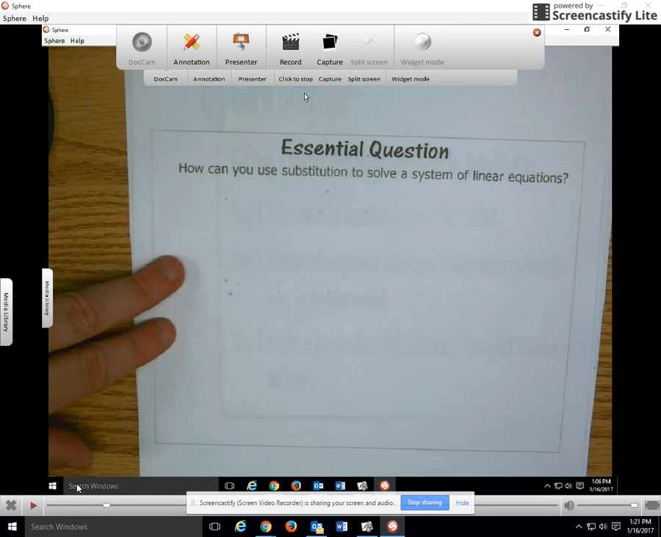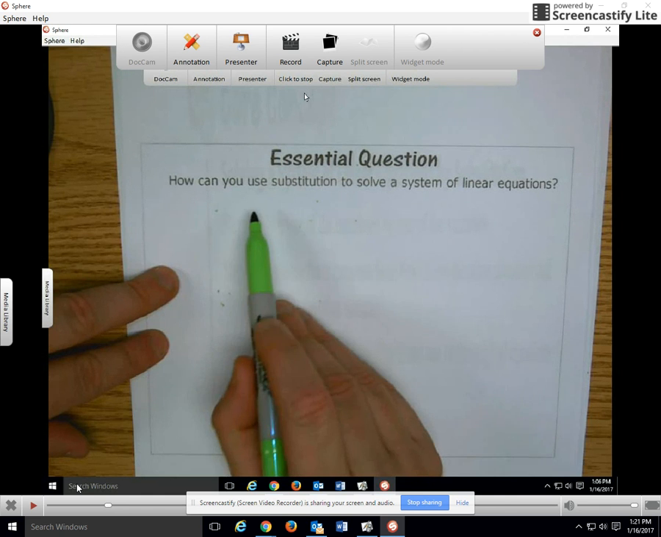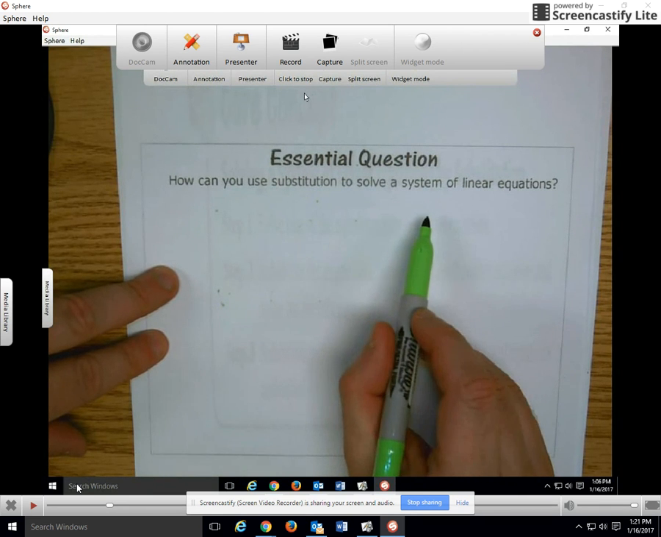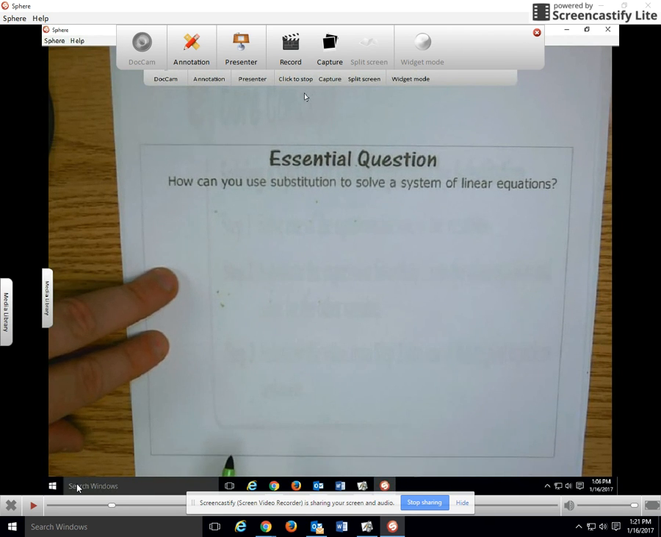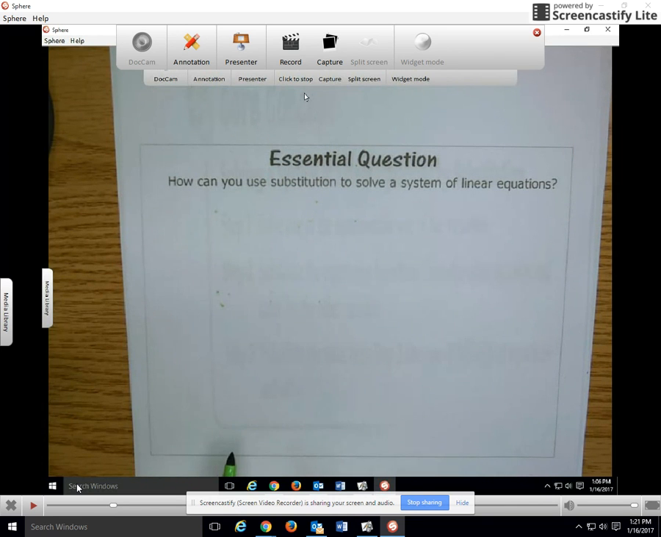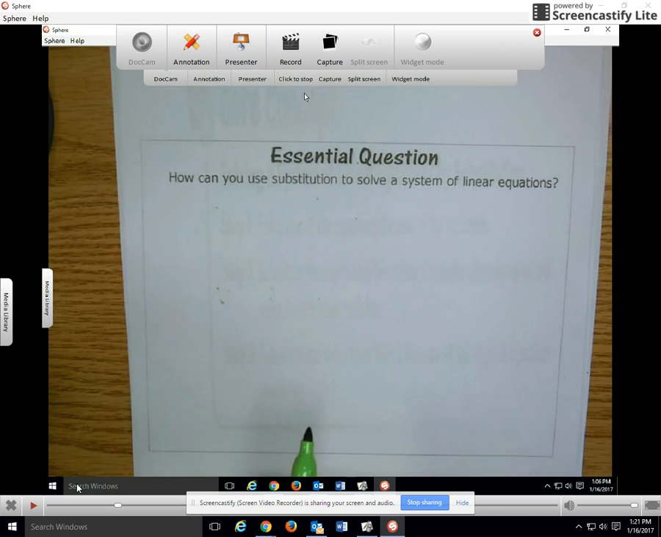So our essential question is, how can you use substitution to solve a system of linear equations? And that's what we want to think about, is how we can use the substitution to solve when we have a system. Remember that a system is 2 or more equations that share the same variables.